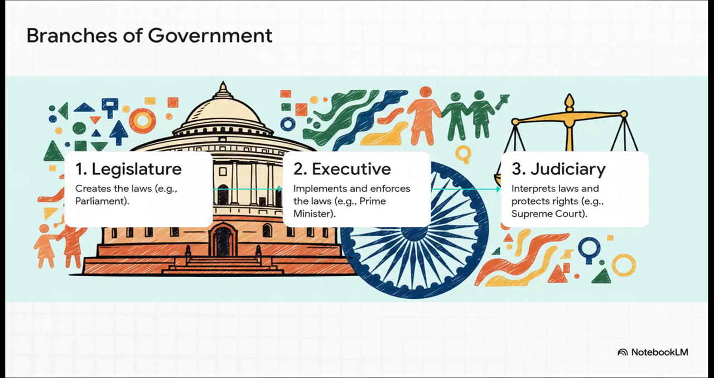And to make sure the rule of law actually works, power inside the government itself is split into 3 separate branches. You've got the legislature, that's the parliament, and their job is to make the laws. Then there's the executive, led by the prime minister and president, who put those laws into action. And finally, you have the judiciary, which is the court system, and they interpret the laws.